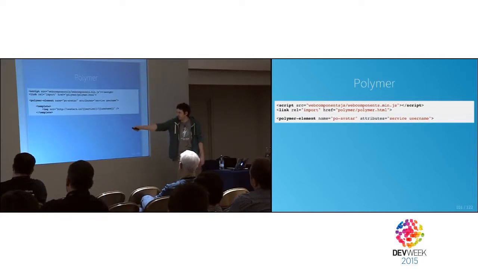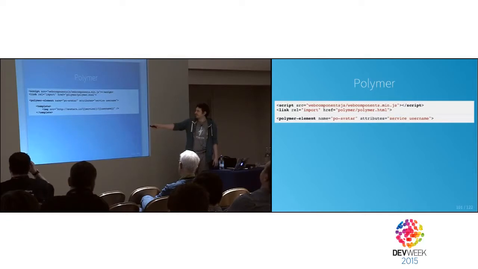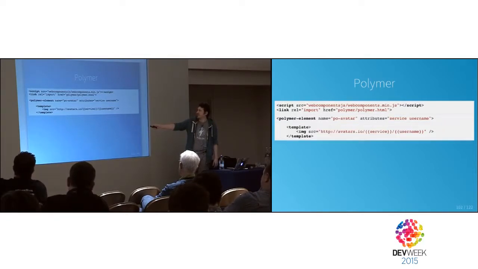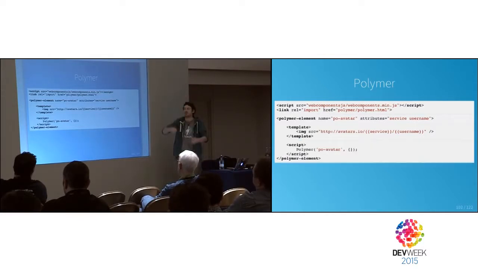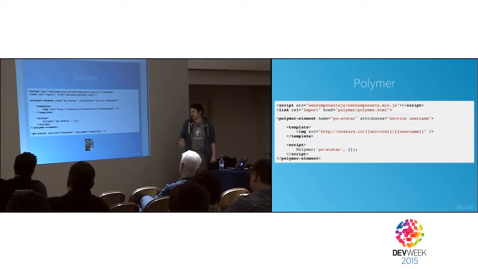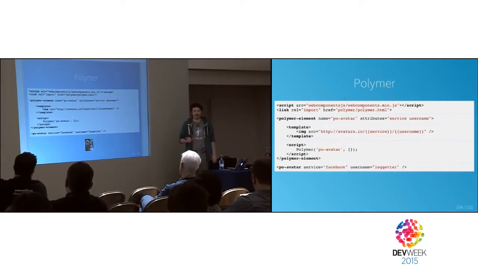I'm defining my template. I'm saying that I'm actually building an image. You'll notice this nice kind of shorthand that we saw in some of the other frameworks where we've got double curly brackets, service and username, so it knows when it renders this to grab it from the attributes. And then I need to register the po-avatar, and that's it. So you can see that they've really squashed that down and made it really easy to build Polymer elements. And then to use it, I just go po-avatar, service Facebook, username Leggetter, and it renders. Again, I'll share the slides, and you can look at the code, and it is that code.